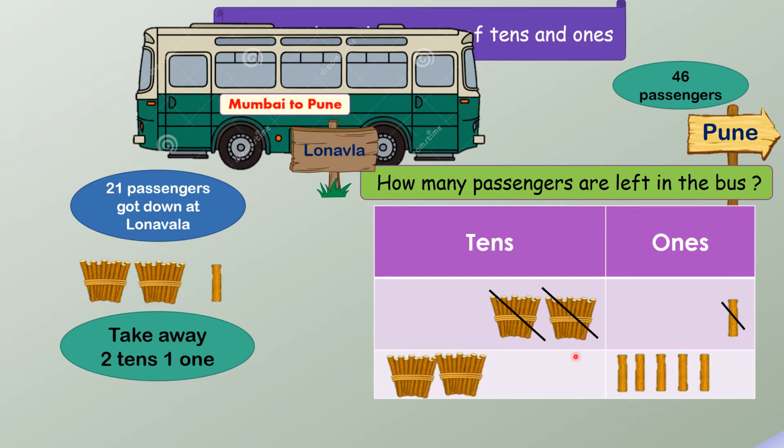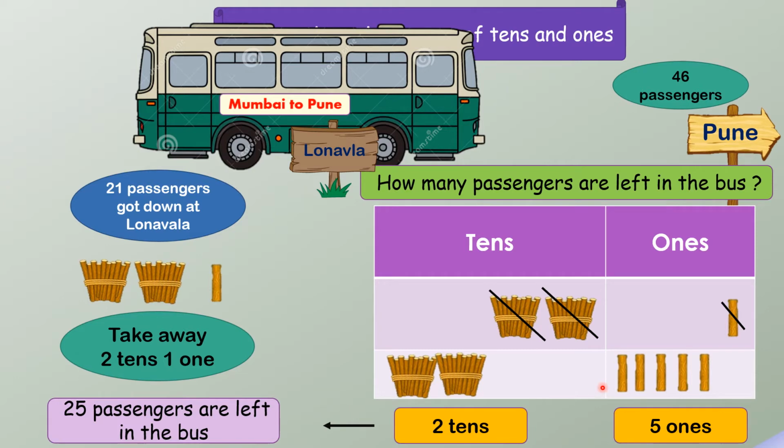And children, we all know what is ones. Yes, that is 25. So total there are 25 passengers who are still left in the bus who are traveling to Pune. That's how we do with groups of tens and ones.